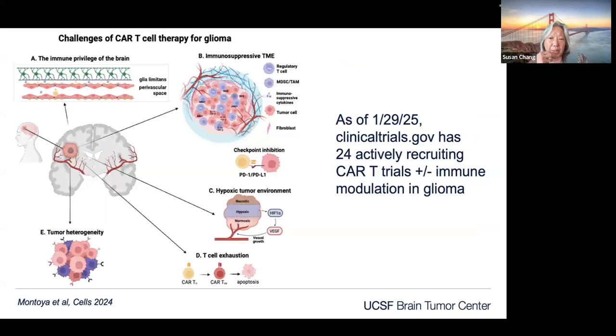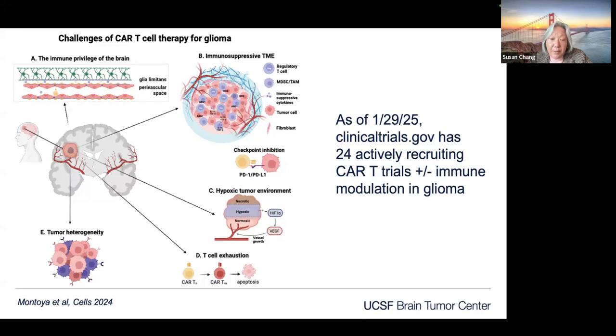The challenges are huge. This is a very nice review in 2024 in Cells. You can see here that as of today, I searched this today, there are 24 actively recruiting CAR T trials with or without immune modulation in patients with glioma. So very exciting, very novel approach. As I mentioned, it is quite involved because you are taking cells out from the patient, modulating them, and then putting them back in. So even the treatment itself can be a little bit challenging.